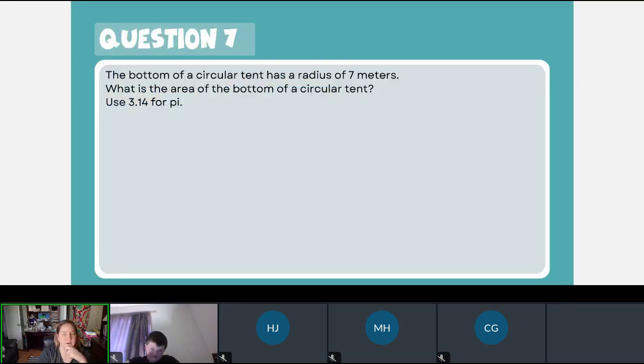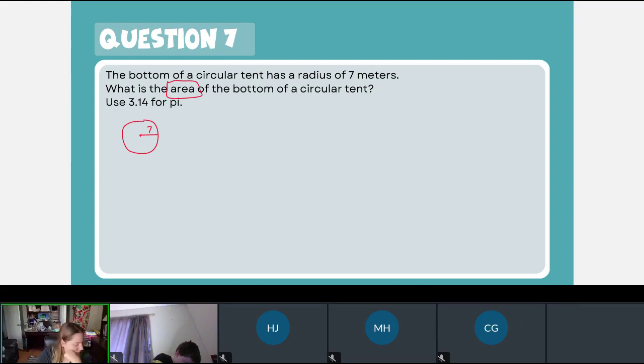Number 7, go ahead and write number 7 on your paper. Number 7 says the bottom of a circular tent has a radius of 7 meters. What is the area? So we're doing area again of the bottom of the circular tent. So we're just looking at the circle on the bottom. So draw a circle on your paper. And it says the radius, so put a point in the middle, go to the side, is 7. Okay, that's what we have so far.